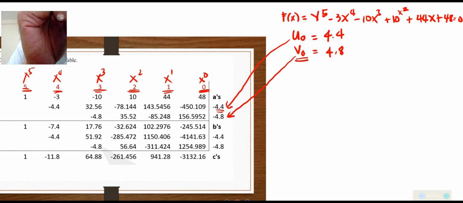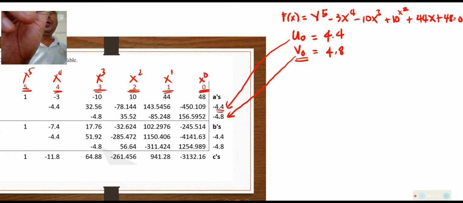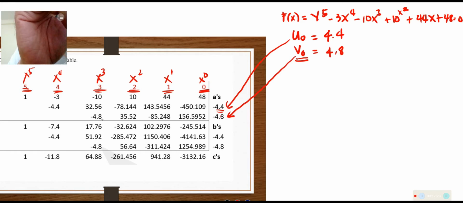So here, the multiplication of 1 by 4.8 will only start from this term here. So 1 times negative 4.8 is negative 4.8. And then we sum up this column. So negative 10 plus positive 32.56 plus negative 4.8, that is 17.76.